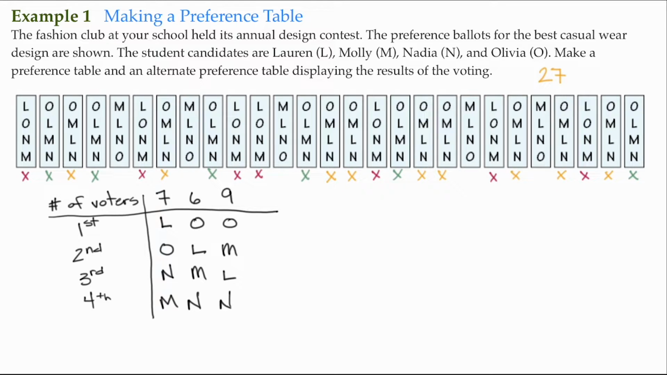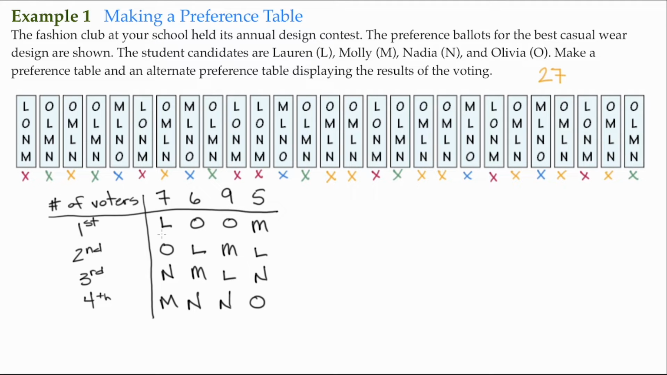We keep going. Here's this one here, Molly, Lauren, Nadia, and Olivia. 1, 2, 3, 4, and 5. So we have 5 ballots cast that had Molly first, then Lauren, then Nadia, then Olivia. Now there are 27 votes cast, so if we add up 7 and 6, that's 13, and then 9, that's 22, and then 5, there's our 27 ballots cast.